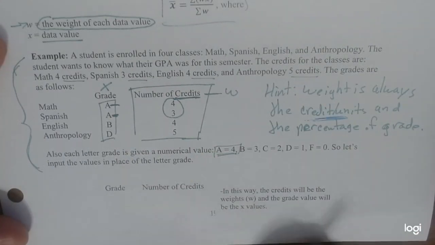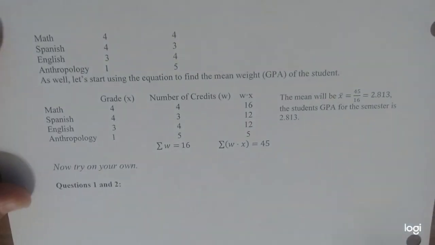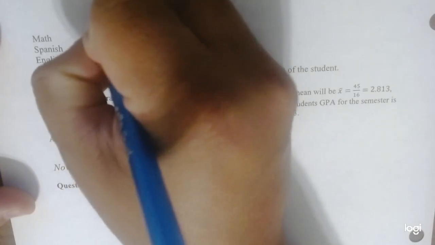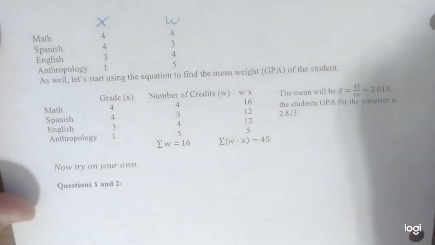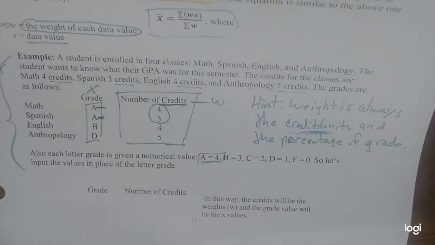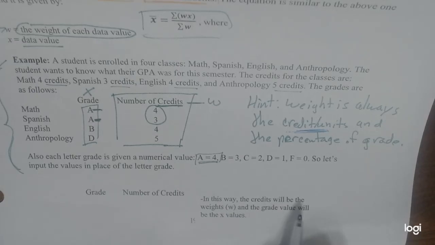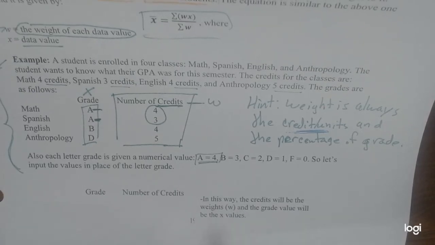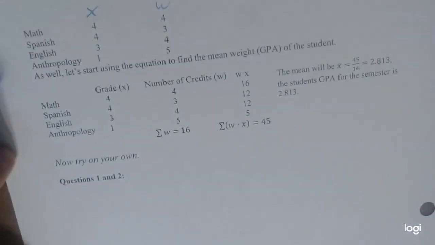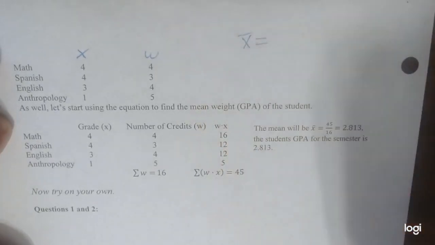Now on the next page, I just break it down. So what we do now, this is going to be our X's because these are the grades, and this is our W because that's our units. I've got it kind of cut off on my end, but hopefully you guys can see it on yours. So in this way, the credits are the weights, and the grades are the X values. That's what I have here. So now that we have that, we can now create our mean.